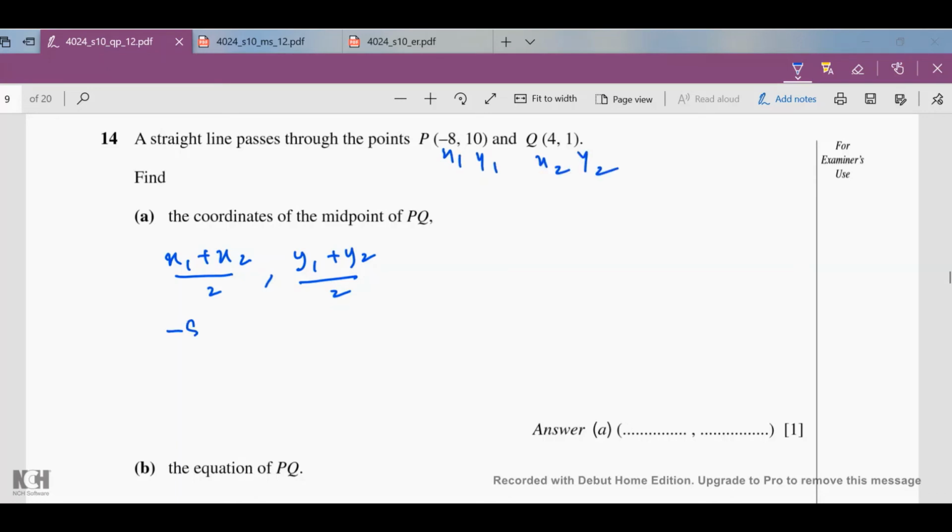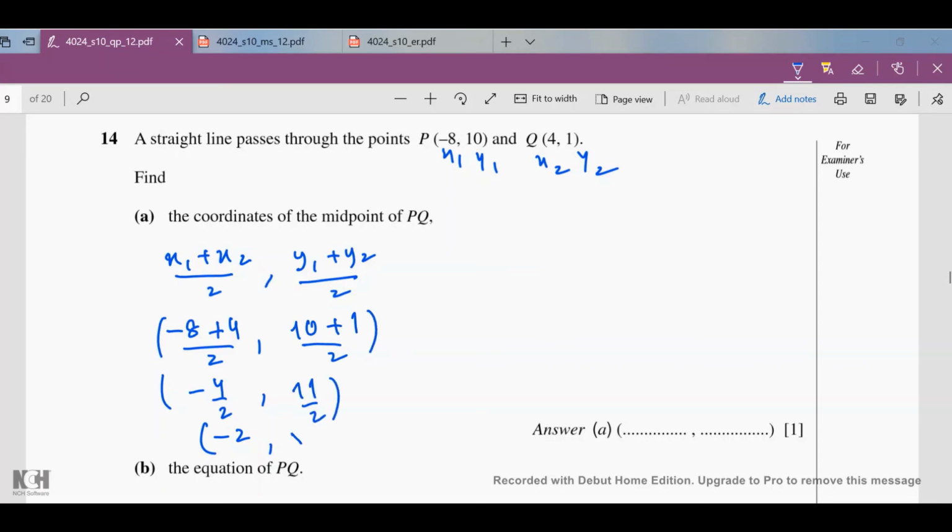So minus 8 plus 4 divided by 2. Minus 4 upon 2 is minus 2. And y is 10 plus 1 upon 2, which is 11 upon 2. The final answer is minus 2 and 5.5, or 11 upon 2.